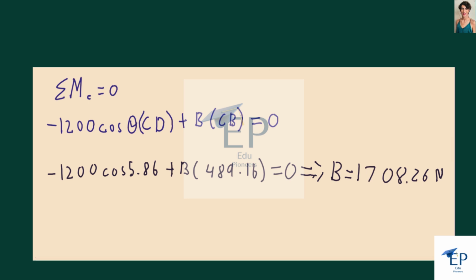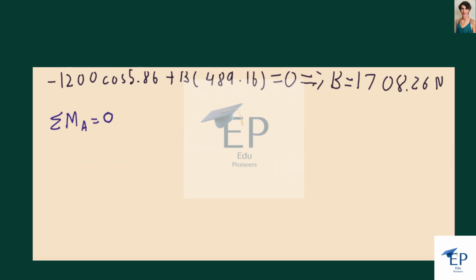So now we can write that the sum of moments about point A is equal to 0. And we can write this expression as negative B times the sine of theta plus 90 minus alpha times BA plus M is equal to 0.